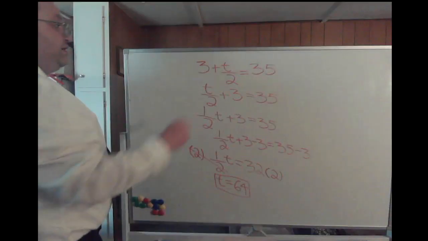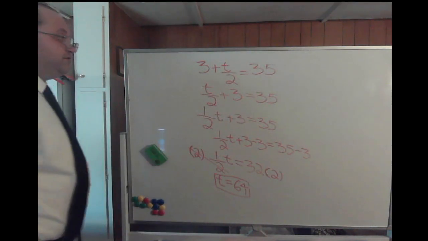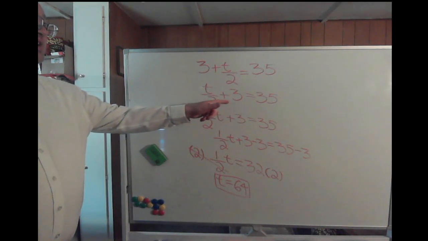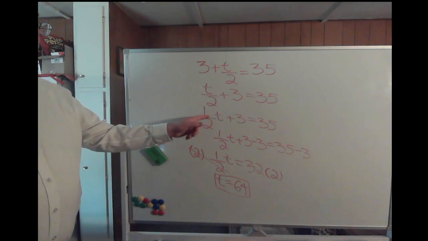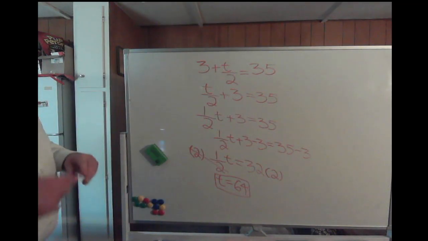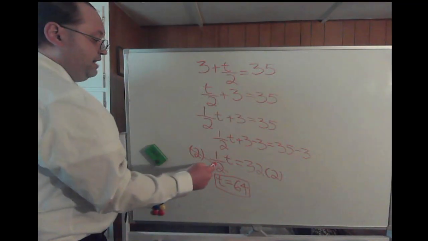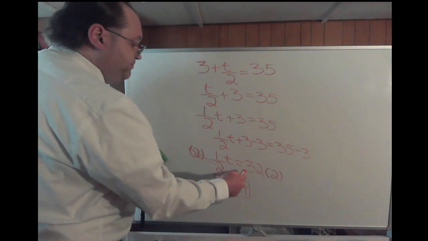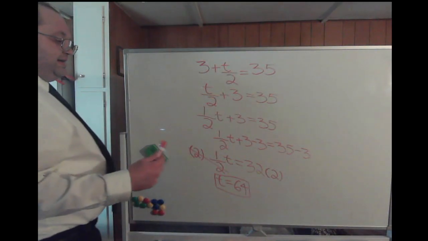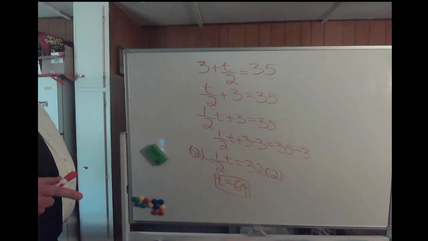So we started out, of course, I'll recap this problem. We had 3 plus t over 2 equals 35. We used the commutative property to switch the terms around on the left-hand side, and then we rewrote the fact that t over 2 is 1/2 times t, plus 3 equals 35. Then I got rid of that positive 3 by subtracting 3. We got 1/2 t by itself, and then it gave us 32 on the right-hand side.